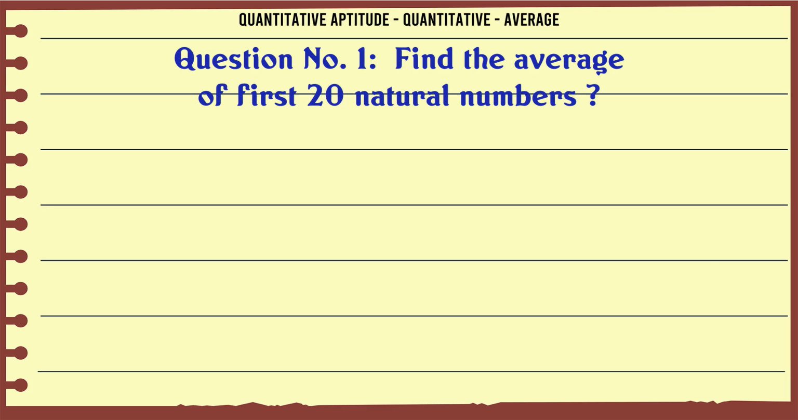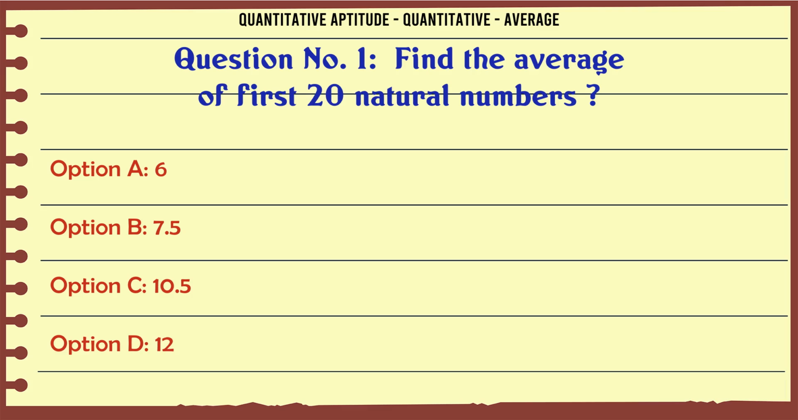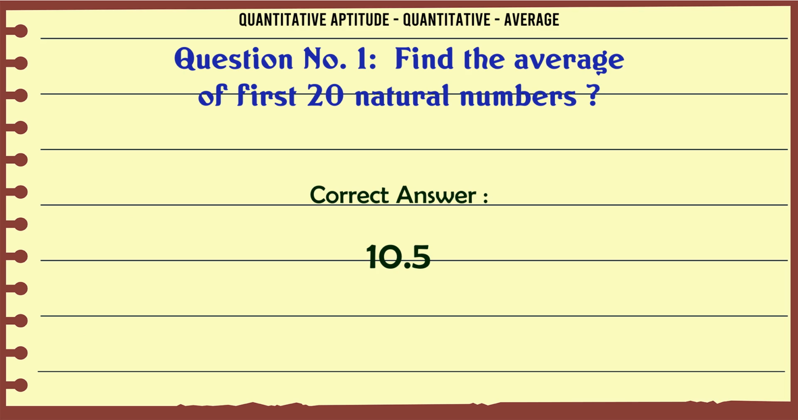Find the average of first 20 natural numbers. A 6. B 7.5. C 10.5. D 12. The correct answer is 10.5.